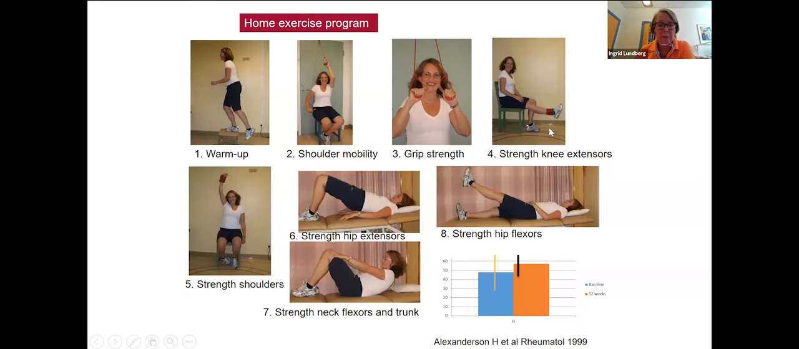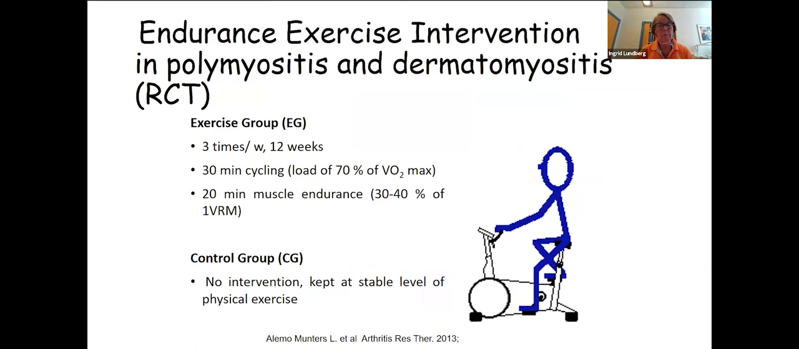Together with the physical therapist Helene Alexandersson, we set up a very modest home exercise program, as you can see here, including a warm-up, mobility and strength training in different muscle groups to avoid overuse. And we did this for 12 weeks, and these were patients with stable disease, without any signs of disease activity. And with this modest program, we could actually improve the strength, as you can see here, with the tests that we did during these 12 weeks. Well, this has encouraged us and others to perform more studies and controlled trials.